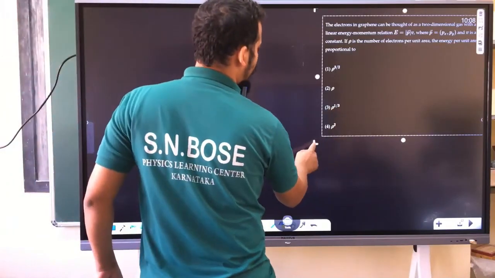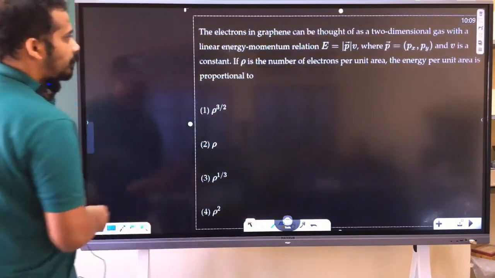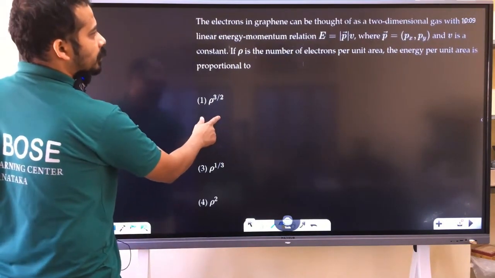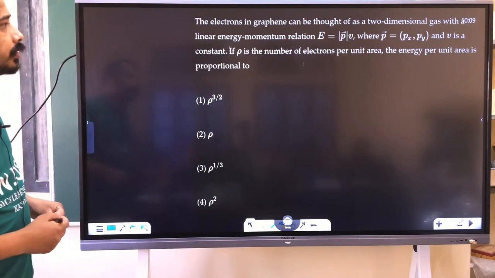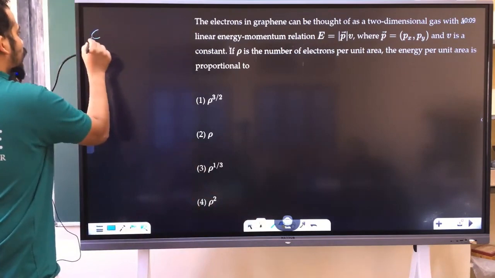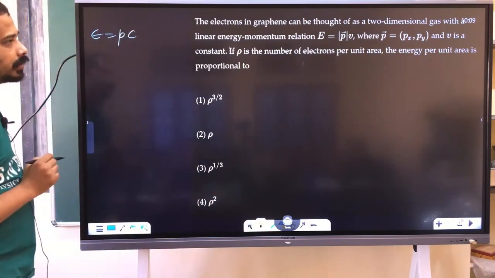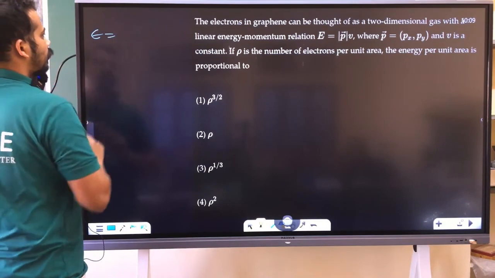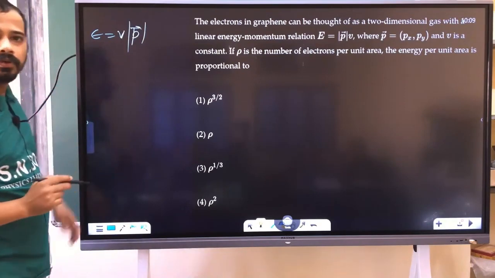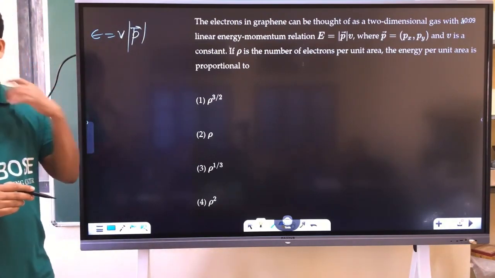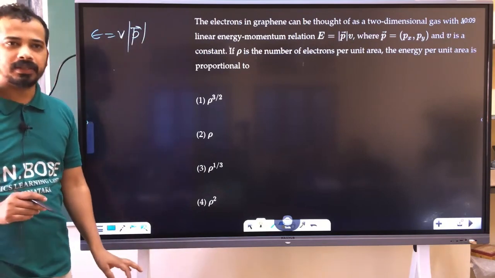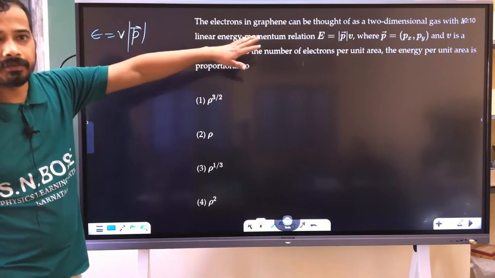So I told you one type of problem. Usually an electron in graphene can be thought of as a two-dimensional gas with the energy-momentum relation E equal to P into C. Why? I mean, P into V, isn't it? E equals V into the magnitude of P. Why? It's a relativistic particle. Not completely. Don't take velocity equal to c, then it will become a photon, isn't it? It's not completely like a photon, but it's a relativistic particle in graphene. Am I right? I told you.